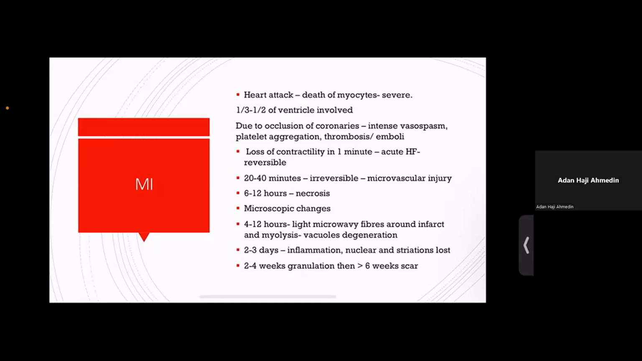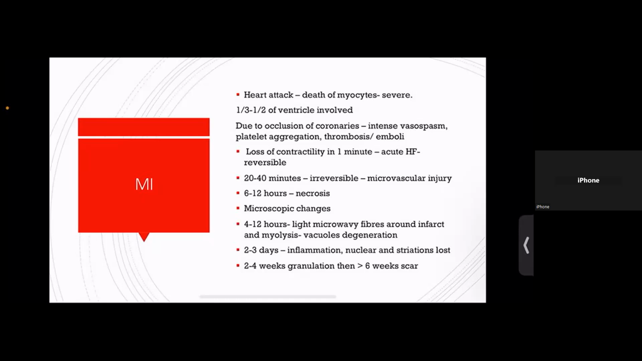Okay, remember, the heart muscle is striated. Remember the striations of the cardiac muscle. So the cardiac muscle has striations. So what happens on the 2nd to 3rd day? We have the inflammation, the nucleus is lost, and the striations are also lost. Remember the striated type of muscles: we have the skeletal muscle and the cardiac muscle. Both of them have striations. So on the 2nd to 3rd day, the striations are lost.